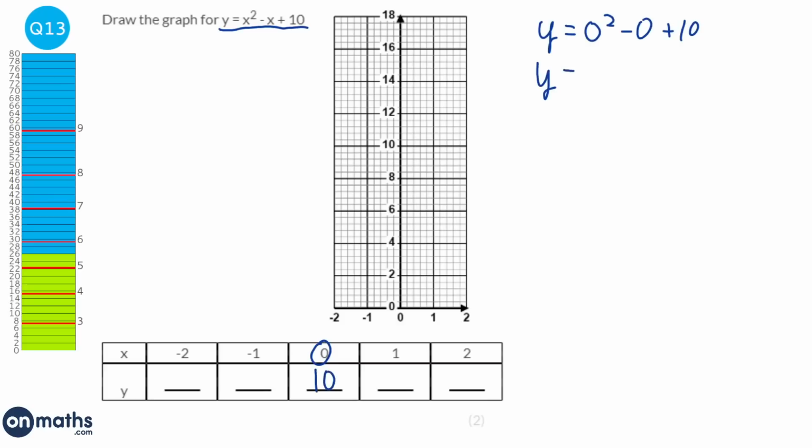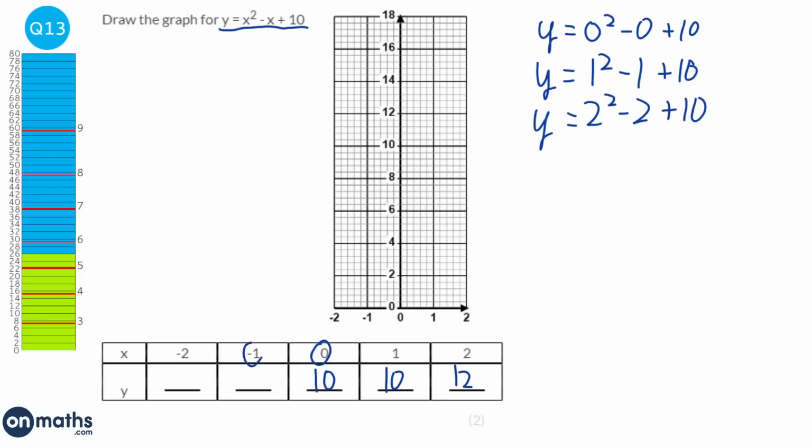Do the same for 1. So it will be 1 squared minus 1 plus 10. Well, 1 squared is 1, 1 take away 1 is 0, plus 10 is 10, so that will also be 10. 2 squared minus 2 plus 10. 2 squared is 4, 4 take away 2 is 2, plus 10 will be 12.